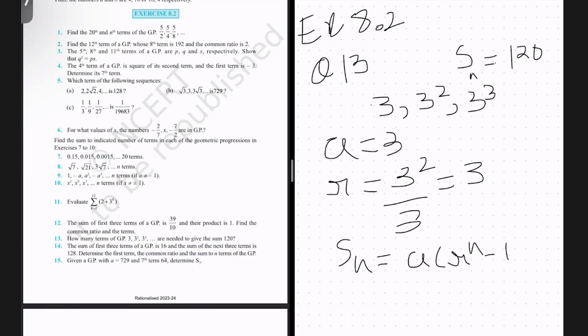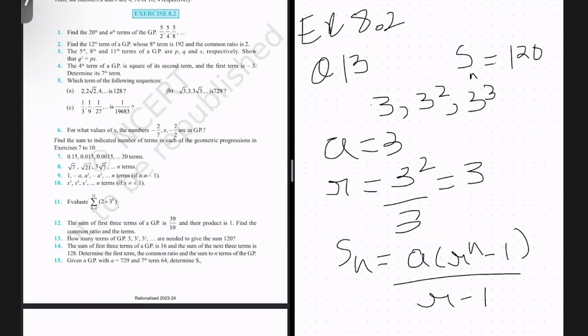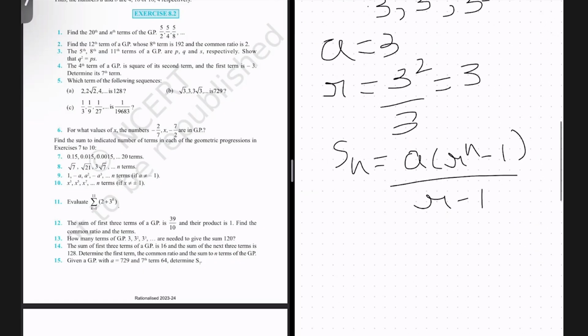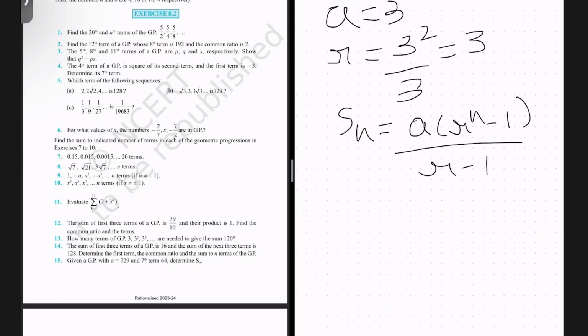And why have I done r raised to the power n minus 1? Because r, the common ratio here, is greater than 1, so it is better to express this in this form. And I have r minus 1, right? So equating this to 120 and solving for n, what you finally get is a, and denote that by 3.